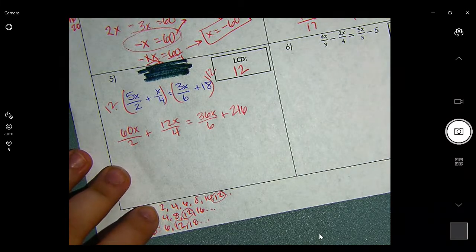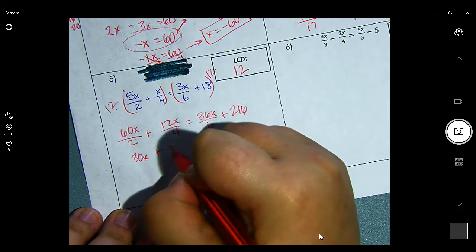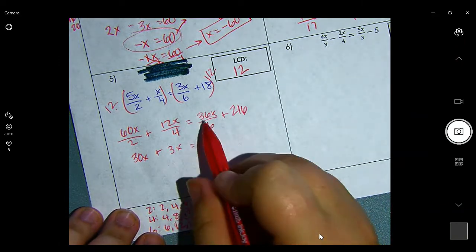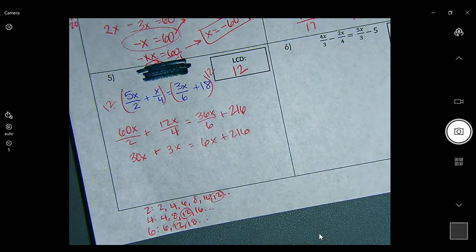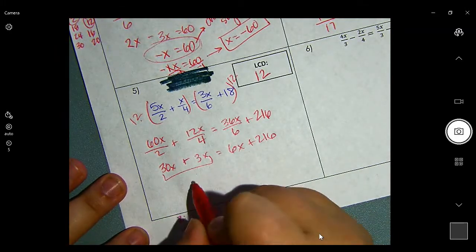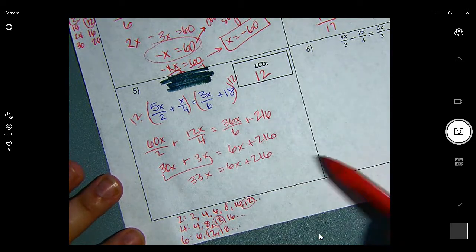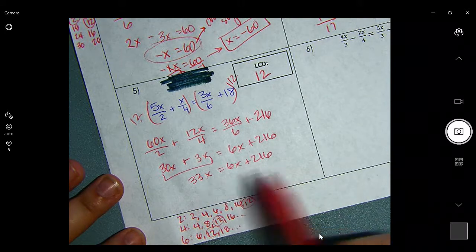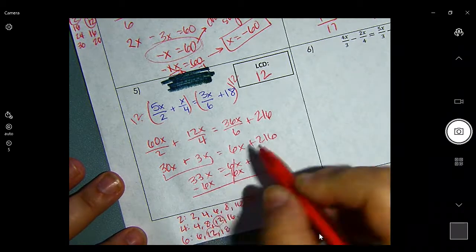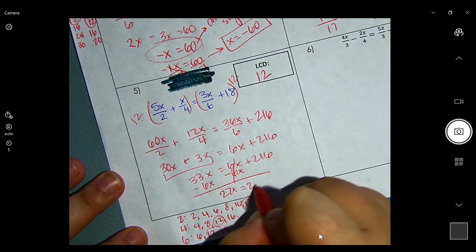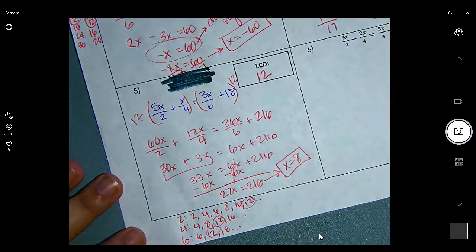All right, now let's simplify. So I have 60 divided by 2, which is 30, plus 12 divided by 4, which is 3, equals 36 divided by 6, which is 6, plus 216. All right, now I need to do some combining. So this makes 33x equals 6x plus 216. Now I want to get this x over on the other side so that all of my x's are together. So I'll subtract 6x from both sides. So now I have 27x equals 216. If I divide both sides by 27, then you would get x equals 8.